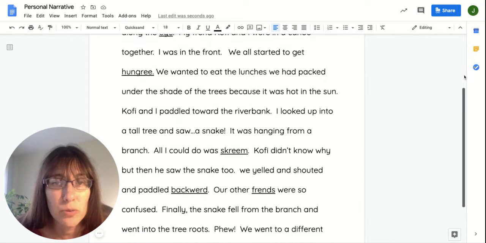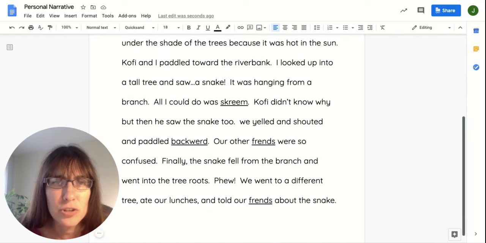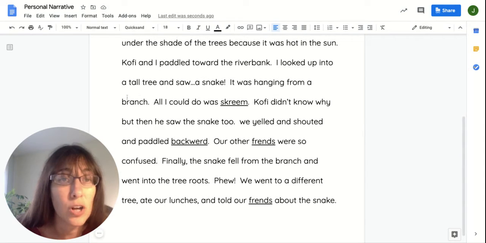"Kofi and I paddled toward the riverbank. I looked up into the tree and saw, a tall tree and saw..." There's my ellipses. This is suspense, right? I'm making you wait to find out what's happening.